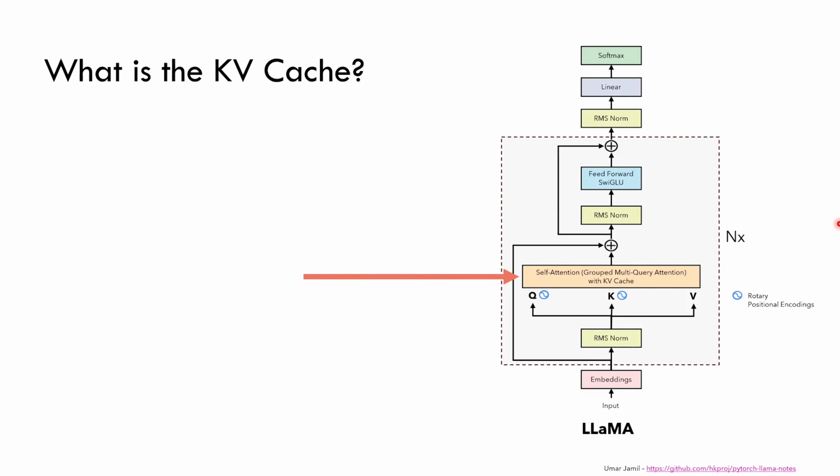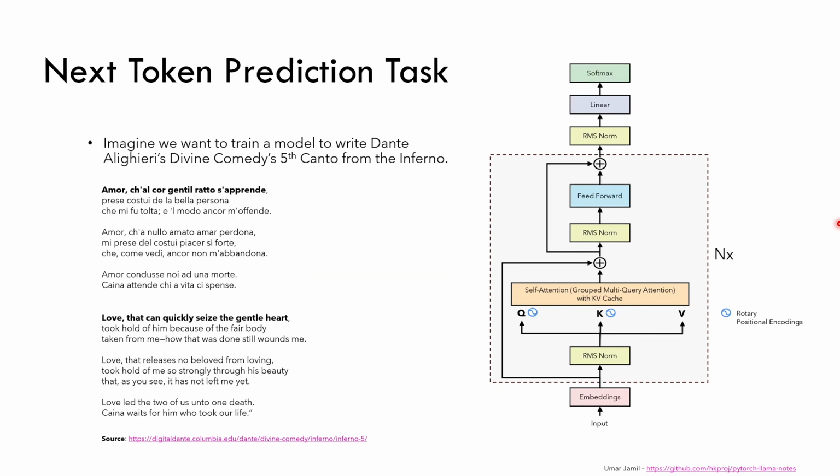Let's look at what the KV cache is. Before we introduce the KV cache, we need to understand how LLaMA was trained, and we need to understand what the next token prediction task is. LLaMA, just like most large language models, has been trained on the next token prediction task, which means that given a sequence, it will try to predict the most likely next token to continue the prompt.